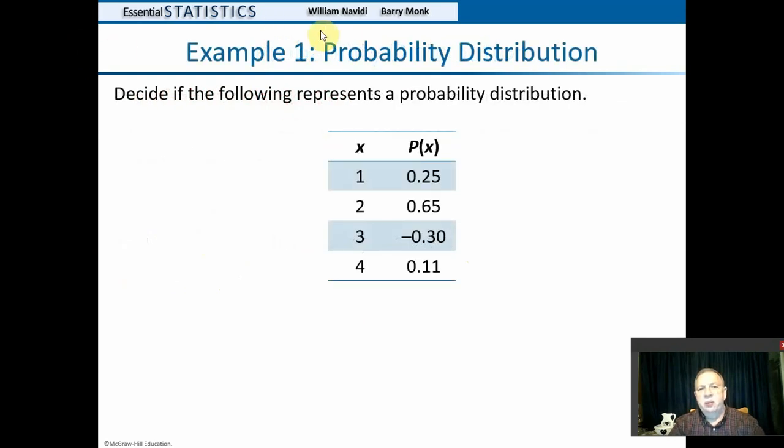So here's one, and we want to decide if this is a good probability distribution. My outputs are the numbers 1, 2, 3, 4, so that's okay. Probabilities: 0.25, 0.65. Now here I've got a negative probability. All probabilities have to be between 0 and 1. So this would not be a good probability distribution.